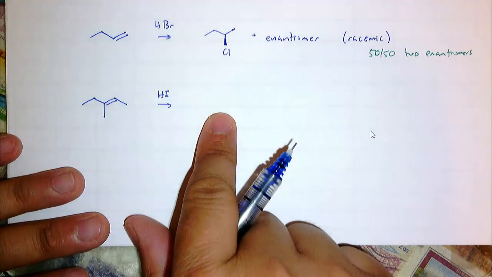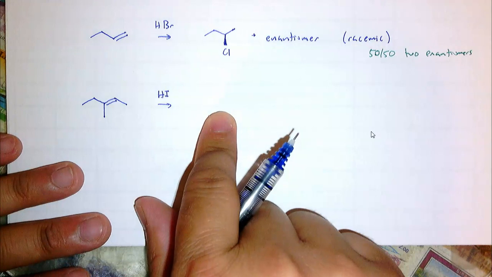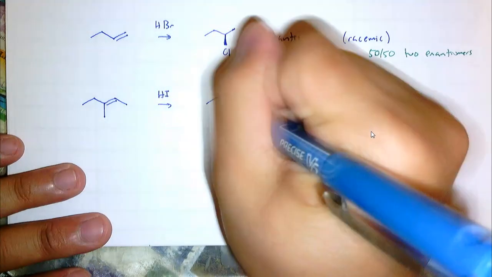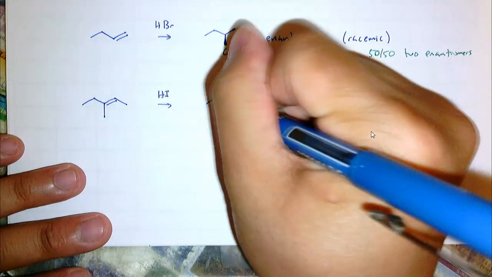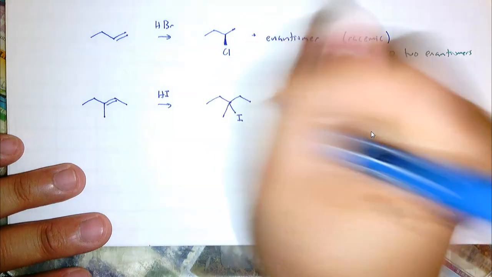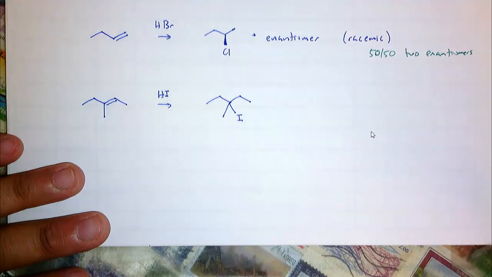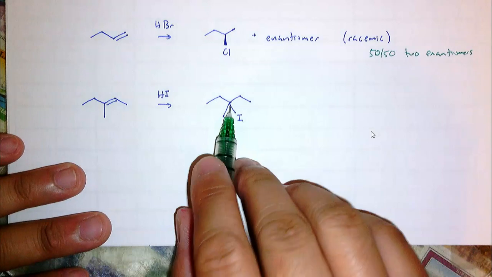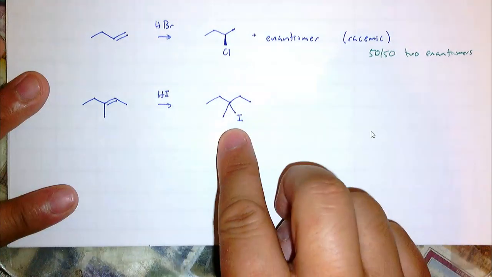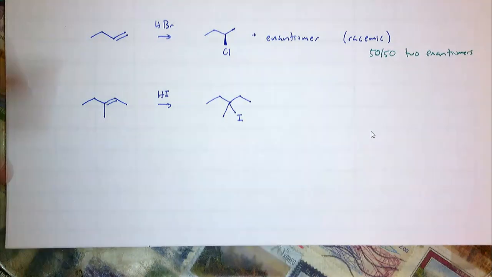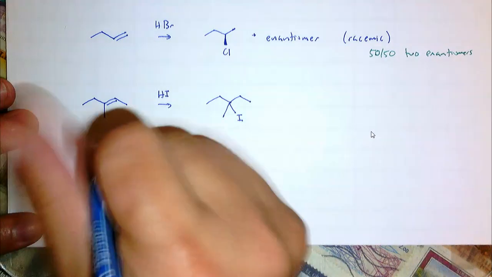Pause your video. Okay. So without stereochemistry, without wedges and dashes, you have this. You notice that this is not a chiral carbon, so you're done. That's your final product.